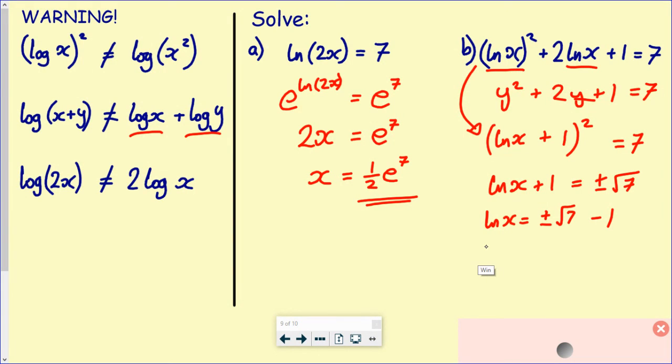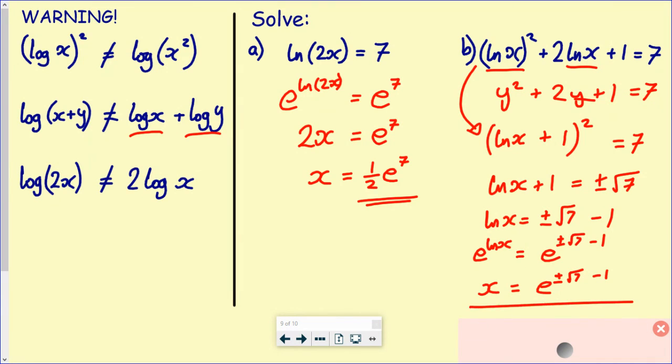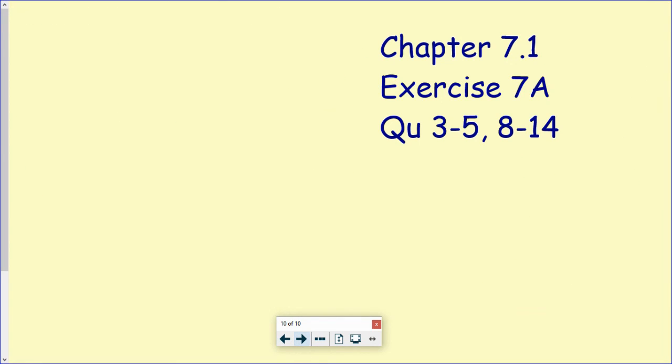And then finally, we're going to raise e to the power of both sides. So e to the ln x equals e to the plus or minus root 7 minus 1. So we're going to get x equals e to the plus or minus root 7 minus 1. And there's our solution. Have a go at the other questions then in exercise 7A and see what you can do.